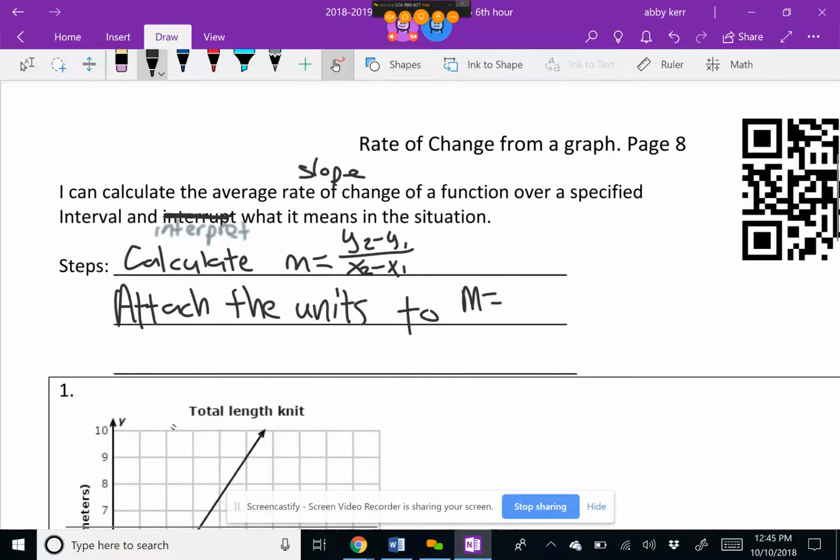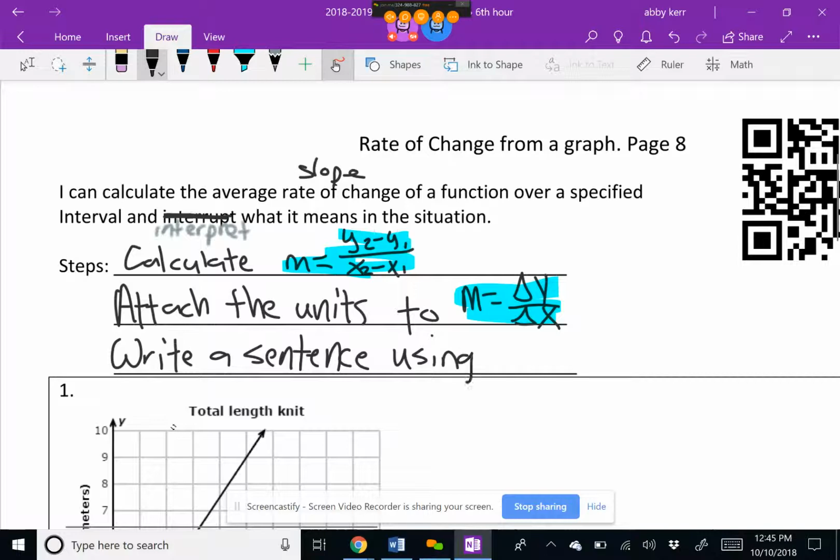to our slope. I'm just going to write it shorthand, delta y over delta x. Remember, delta y over delta x just means this formula right here. They're the exact same thing, it's just shorthand. And then you're going to write a sentence using the units. All right.